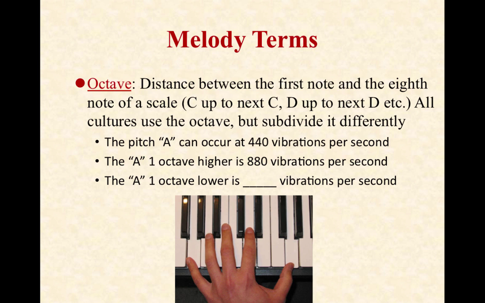This is the kind of range in the piano. The A one octave higher is 880 vibrations per second, because it's a factor of 2. The reason why A's sound so much alike is that their sound waves look almost identical, except the lower A is going to have a longer wave at the bottom.